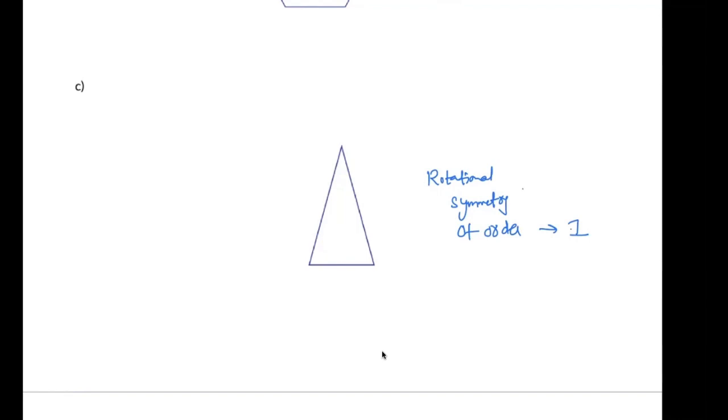However, let's consider this to be an isosceles triangle. I think you're right, but the line of symmetry is going to be 1. A scalene triangle has 0 lines of symmetry. An isosceles triangle has 1 line of symmetry. But this question was about rotational symmetry. So does this figure have rotational symmetry? No. Not having rotational symmetry means rotational symmetry of order 1. Okay, Zarva? Yeah. Okay.